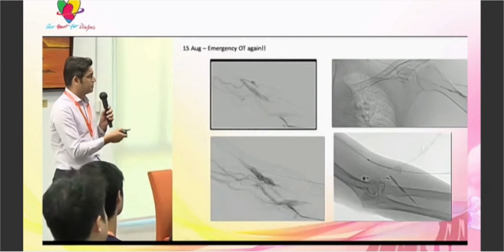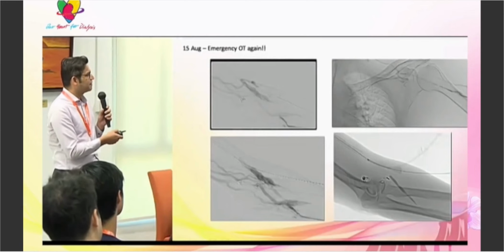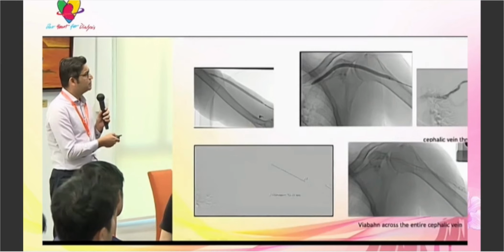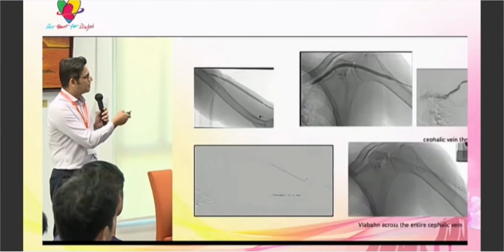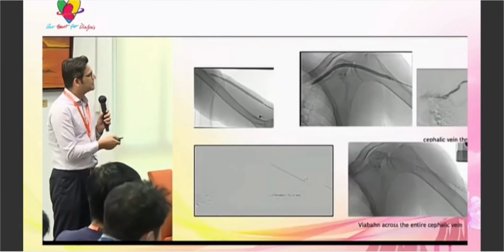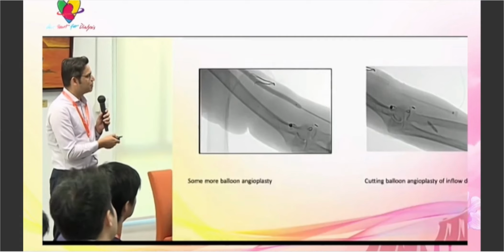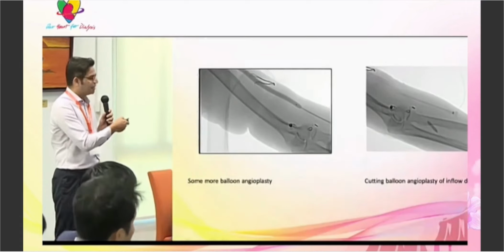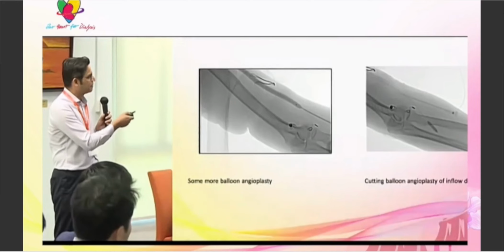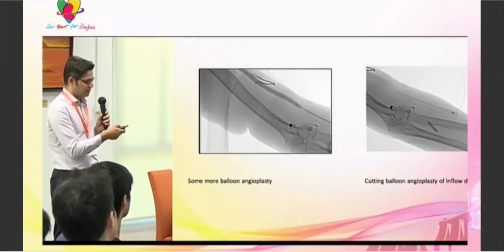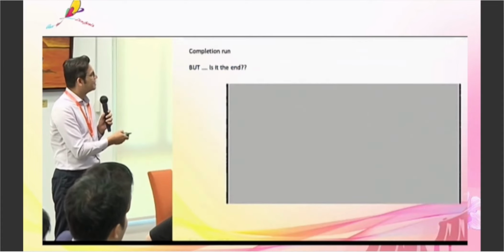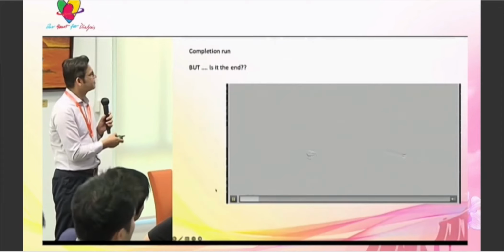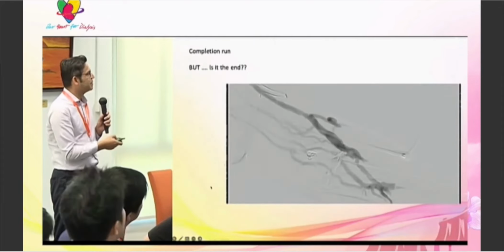Again, back to where we started from: thrombectomy, angioplasty, long balloons. This time around, the entire cephalic venous segment was covered with the Viabahn stent, and some more angioplasty. Every time we did the outflow, we did the inflow as well. And this time around, we used a cutting balloon up to 6 millimeter. And that's how it looks. Can you play the video? Yeah, so this is the completion end, but is it the end?